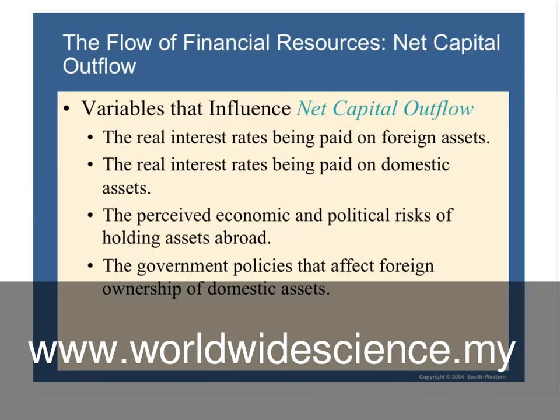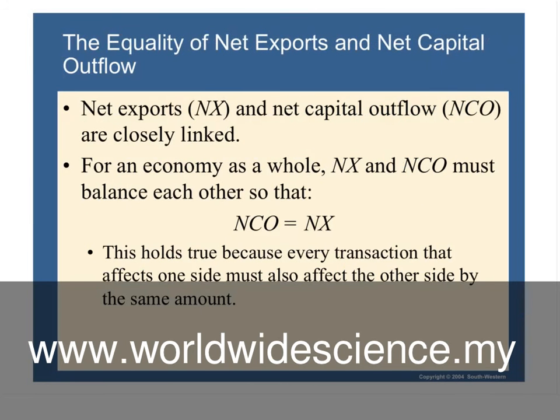So net exports and net capital outflow are closely linked, as you see. When you have a high level of exports, it means a lot of countries are buying stuff from you, so you have a lot of capital inflow. They're closely related. For an economy as a whole, net exports and net capital outflow must balance each other, meaning your capital outflow should be equal to your net exports so that they cancel each other out. This holds true because every transaction that affects one side must also affect the other side.